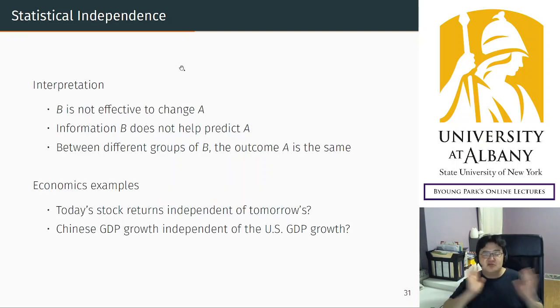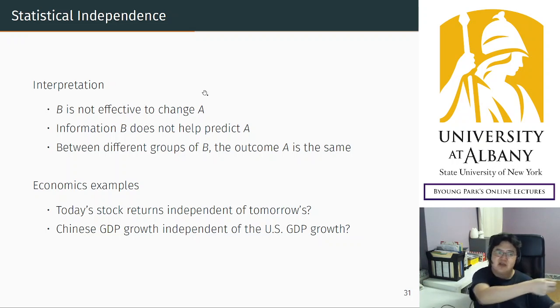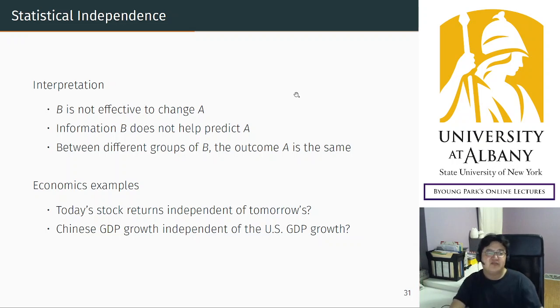Interpretation. There are many interpretations connected to this notion. So you may say that the event B is not effective to change A. So you'd like to increase salary by paying more tuition. That's not effective. Or information B does not help predict A. So you'd like to predict your salary based on your tuition, but you cannot. Tuition does not help predict your salary. And between different groups of B, the outcome is exactly the same. Different tuition groups, the high salary probability is the same.